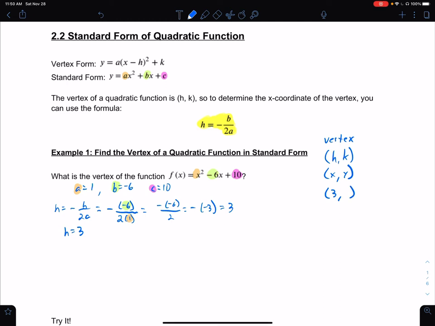Now to determine the y value, you're going to take that 3 and plug it back into your original equation. So f of x is equal to x squared minus 6x plus 10, and we're going to plug this 3 in as our x value. And that'll give us the y-coordinate for the vertex. So f of 3 would be equal to 3 squared minus 6 times 3 plus 10. And then just work on simplifying that.